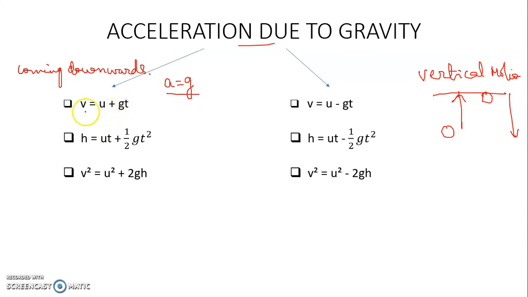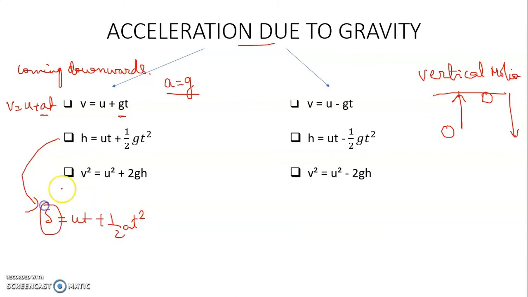So everywhere in the first equation we had V is equals to U plus AT. So at the place of A we are going to write G. Same way here we had S is equals to UT plus half AT square. So at the place of S, we are going to replace it with height because vertical motion. And then at the place of A, we are going to replace it with G. So H is equals to UT plus half GT square. And same goes for the third equation.